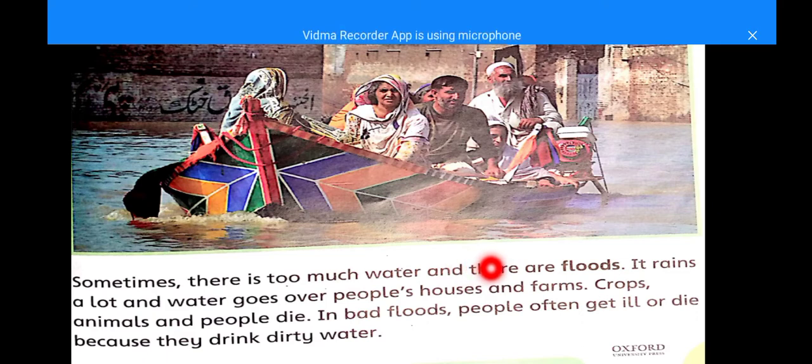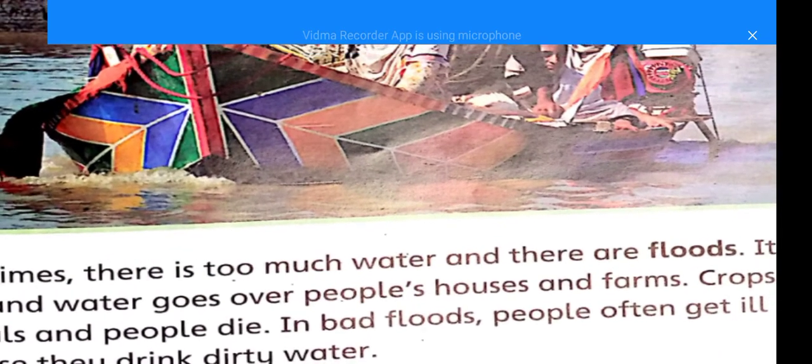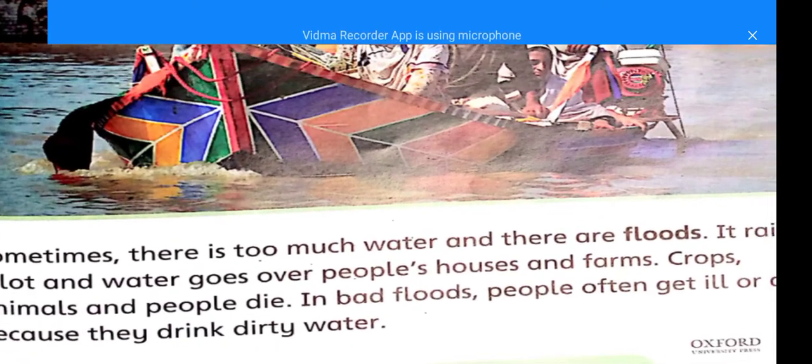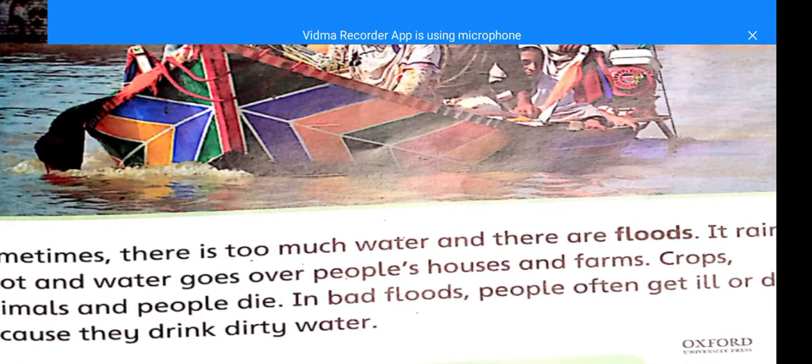Farms means the fields where they are growing the crops or plants. So in the result, crops, animals and people die. The same situation which we can face in the condition of drought, we can face in the condition of flood, that if there will be too much water and it will overcome all kinds of houses or farms, so there will be also no crops, again there will be no animals and no human life possible.